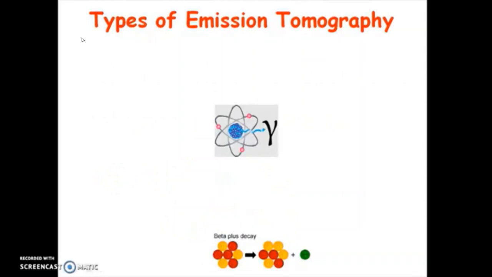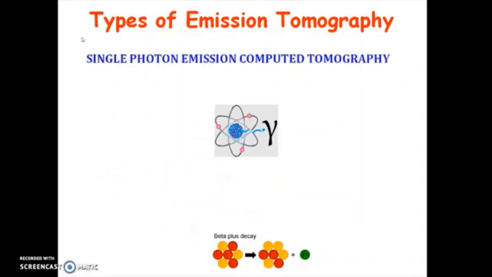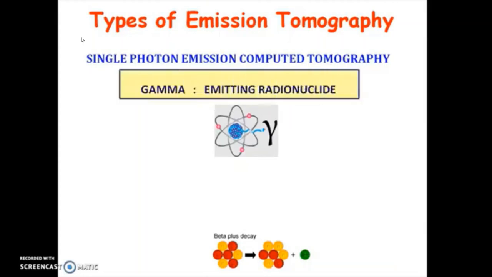There are two types of emission tomography. One is called single photon emission computed tomography. Colloquially, we call it SPECT imaging. The emitting radionuclide we use for this study emits gamma rays. Why we call it single photon emission computed tomography: graphy means recording, tomo means cross-sectional view. Single photon emission means the radionuclide we inject emits gamma rays of a single energy, so we call it single photon emission computed tomography.